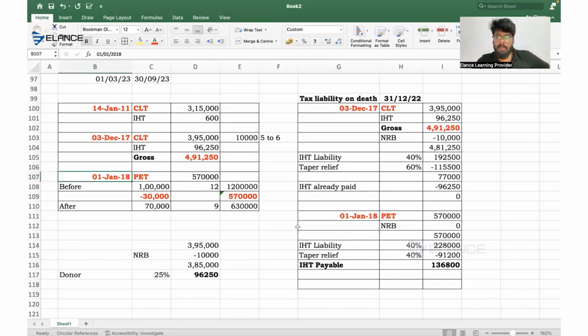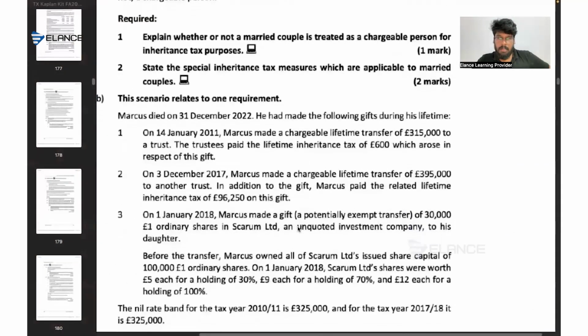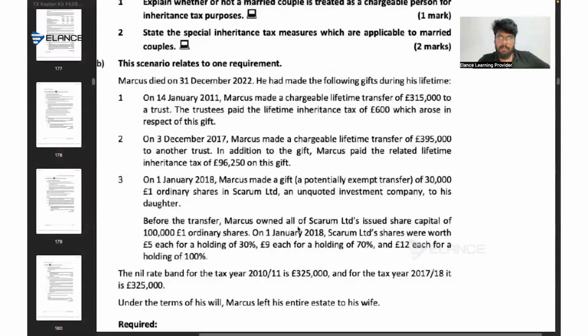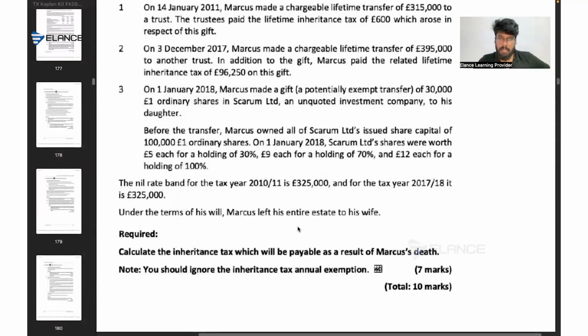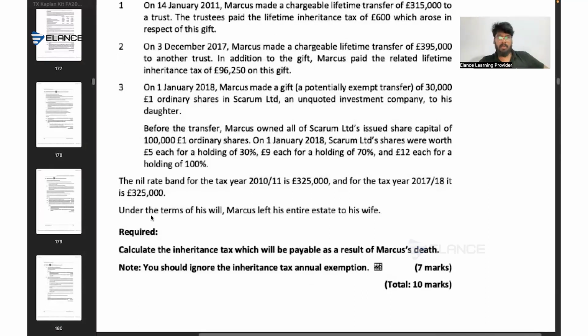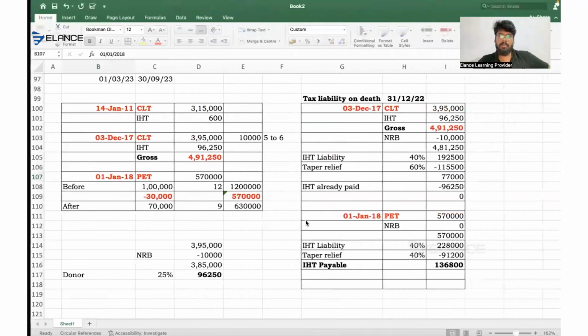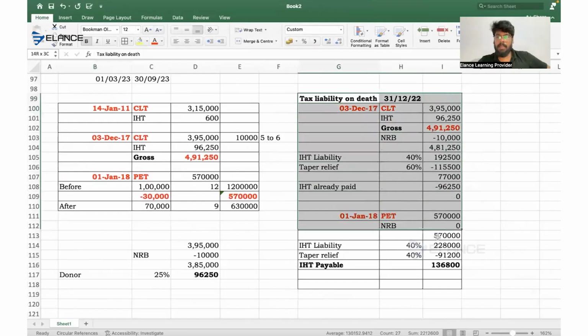Then, so he doesn't have any death estate, right? Look at the last sentence. Under the terms of his will, Marcus left his entire estate to his wife. So he had some death estate, but it is transferred to his wife. So that will be covered under the spouse exemption. We don't need to make any further computations. So it is this right side computation we only need in the examination.